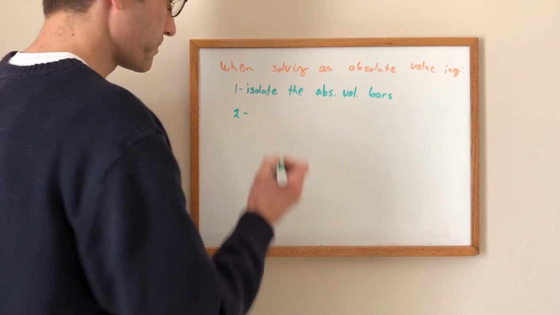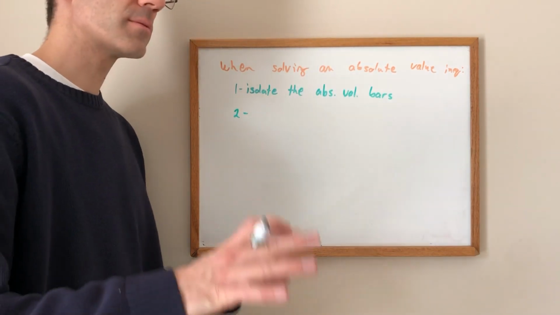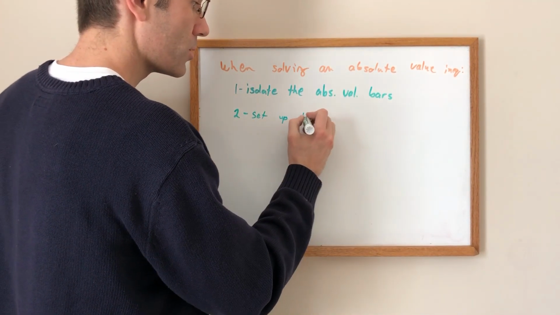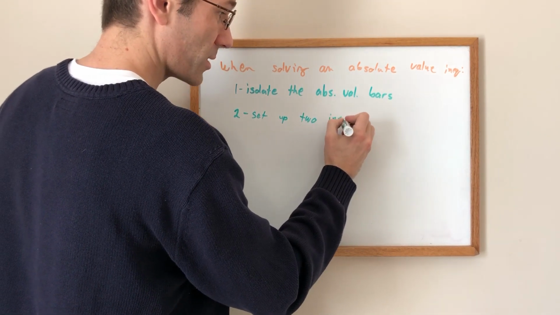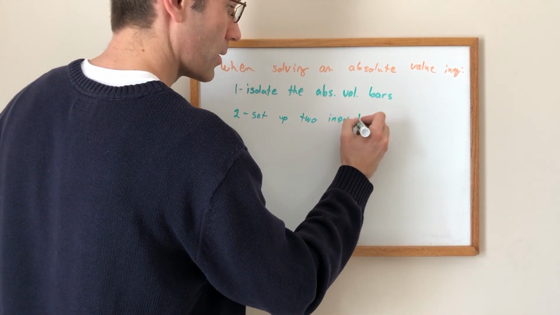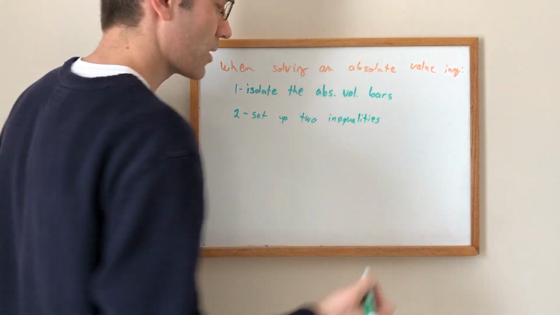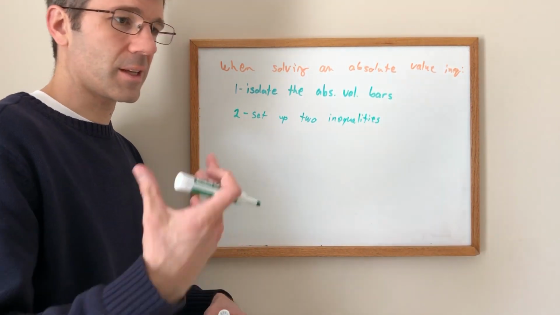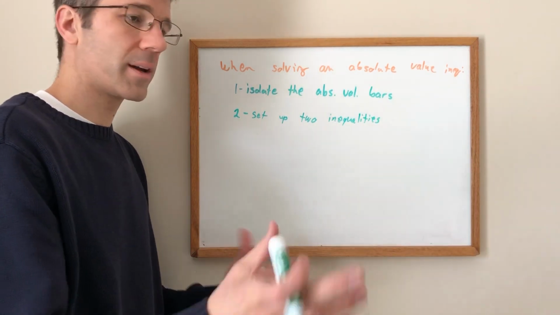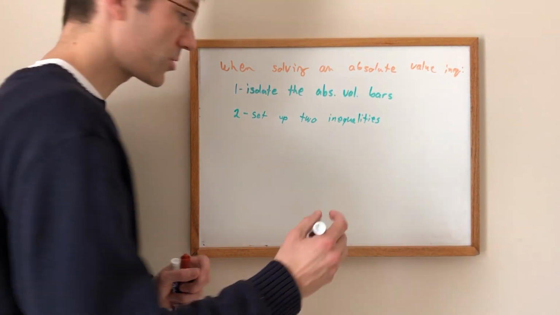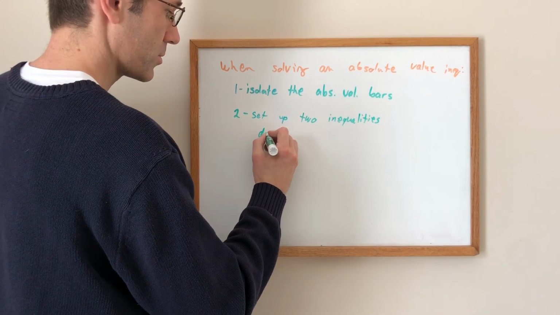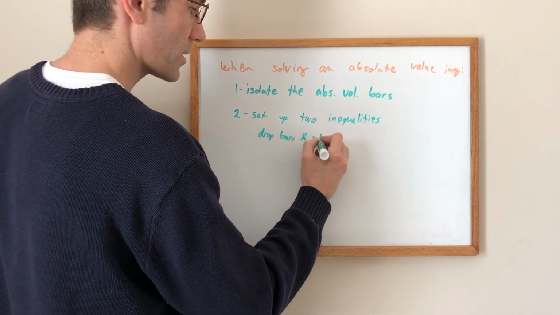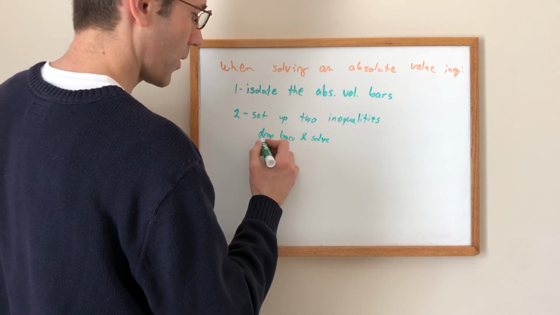Number two, we're going to have two inequalities. Set up two inequalities. Now, there are other ways of doing it. If you're looking at other videos, I used to teach this differently, actually. I taught it in a way where if it was less than, you do it one way, and if it's greater than, you do it the other way. And it's confusing. So here are the two ways you do it. Drop bars and solve.